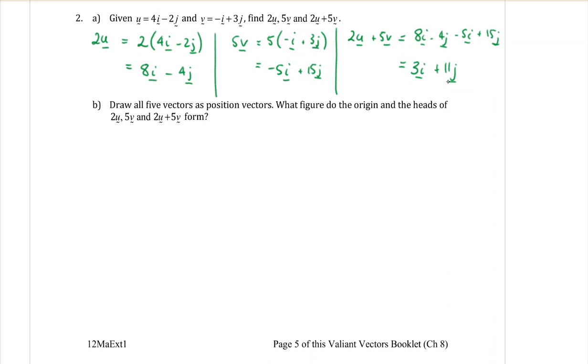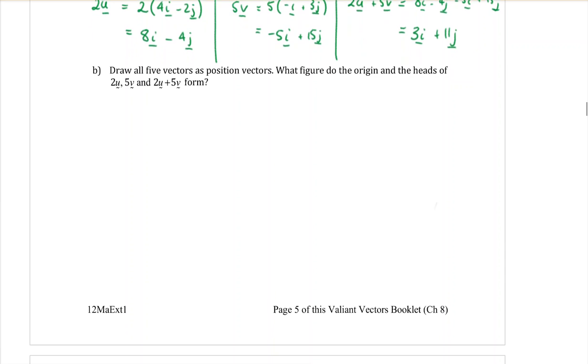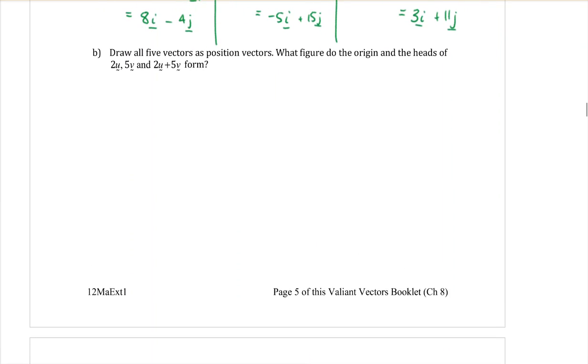What did we just do there? Let's have a look, because part B we actually did, and we could see what we've just done graphically. In B it says draw all 5 vectors as position vectors. What figure do the origin and heads of 2u, 5v, and 2u plus 5v form? So I suggest drawing this semi-accurately, otherwise it's very hard to know for sure what your shape is.